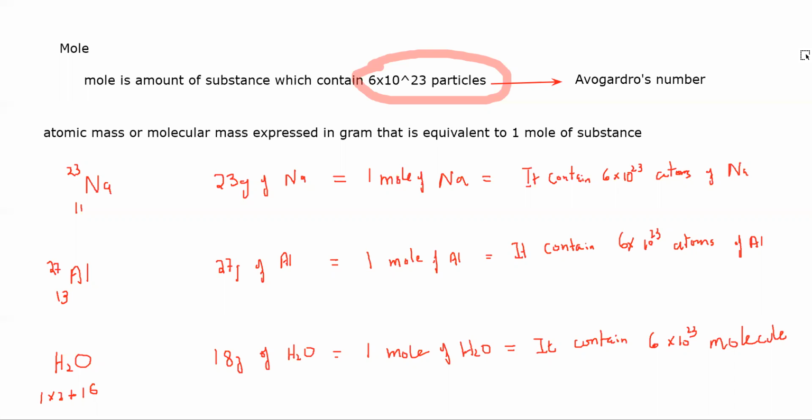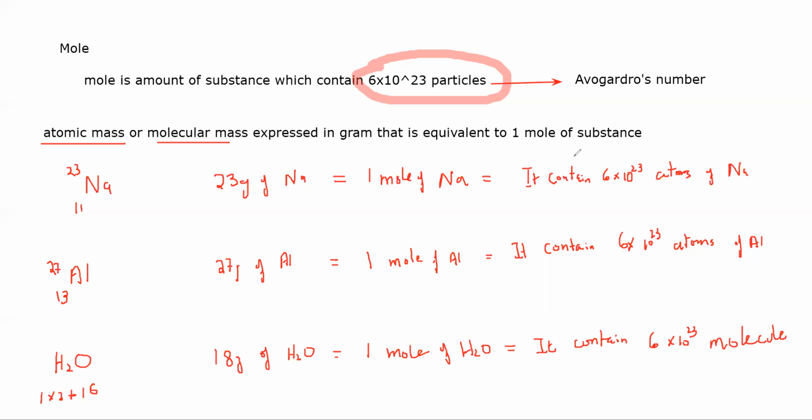But if we have 27 grams of aluminum, it means we have 1 mole of aluminum, which also contains 6 exponent 23 atoms. And for water, water is H2O. So the total mass of water is 18. So if we have 18 grams of water, it means we have 1 mole of water. So atomic mass or molecular mass, which we express in gram, we also call that a mole.